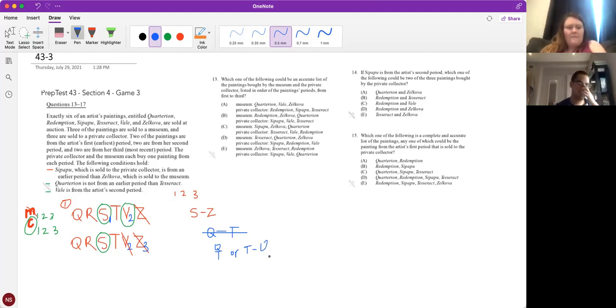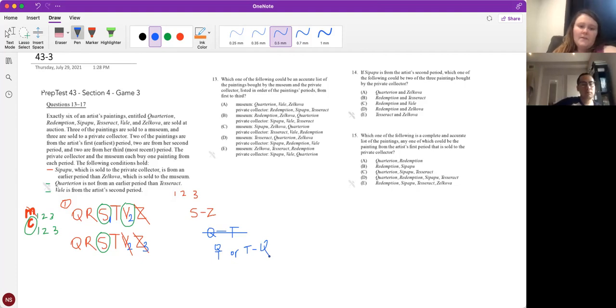Right, so let's look at the first one. If S is 1 and V is 2, can they be together? No. The only other thing I would note before going into this game is that R is our floater. And then I would start.